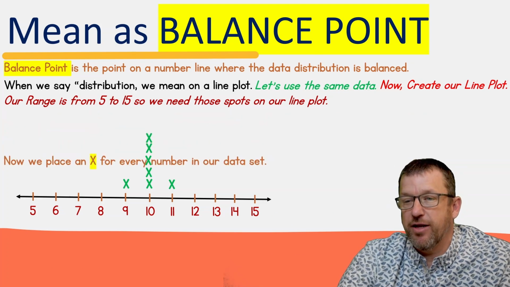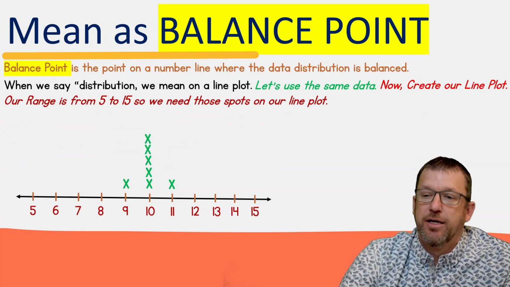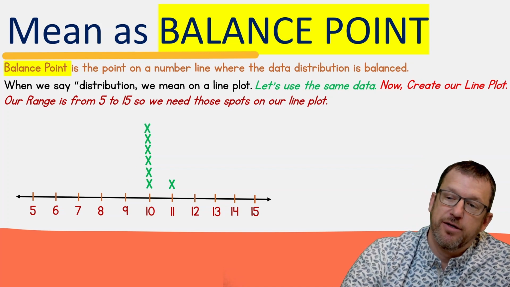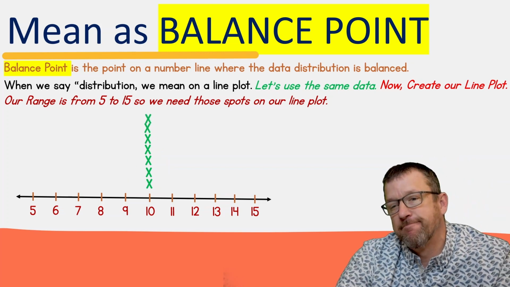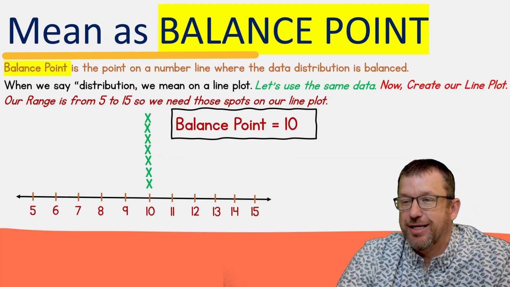Okay, I'm going to move some stuff out of the way because my tower is getting so big. So now I keep going. I move this one from the left and I move this one to the right. Okay, and so our balance point is 10.